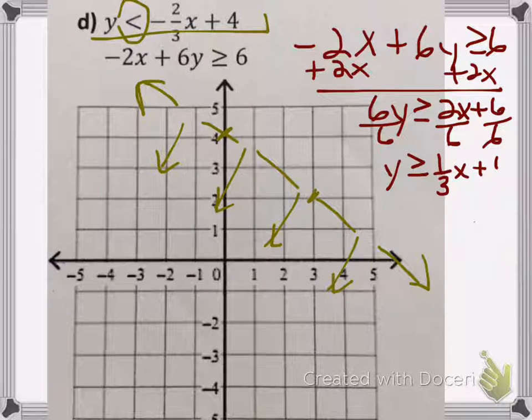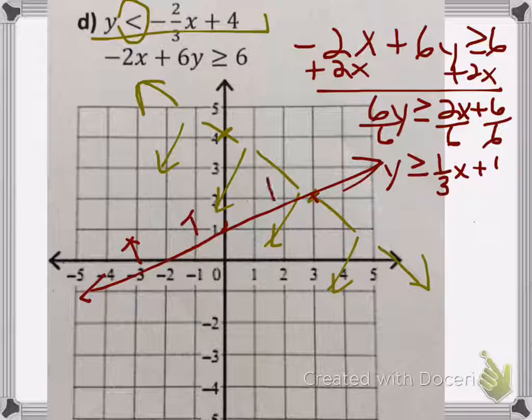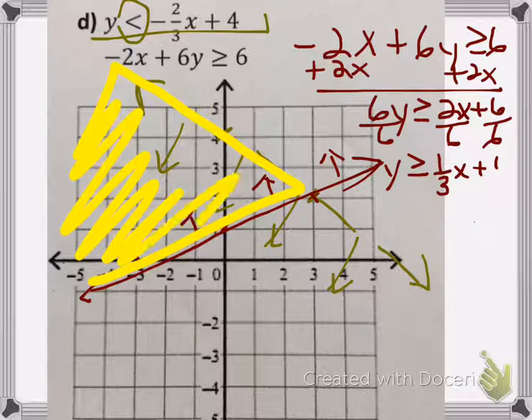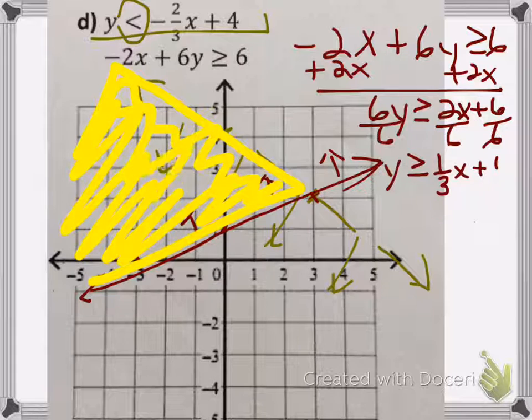I'm going to start up at 1 on that, and follow my slope up 1 and over 3. It is this solid line going through those two ordered pairs, and I'm shading everything above because it's greater than. So what I'm doing here now is I'm looking for my overlap part. My overlap part is this part inside this kind of triangular area. So my solution is the part that I shaded yellow.